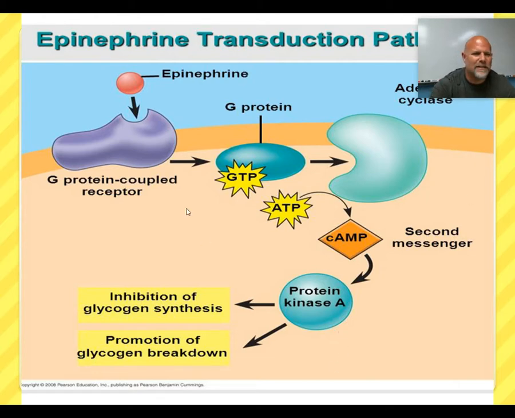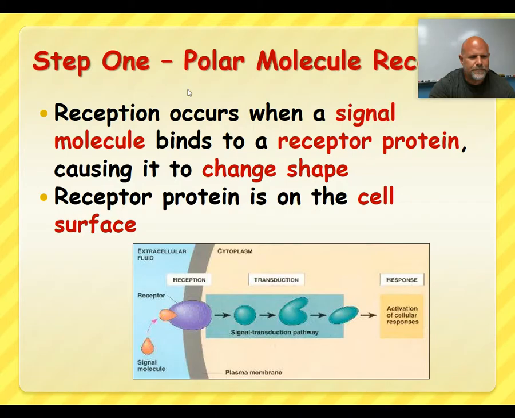Epinephrine is the fancy name for adrenaline. So this is our fight or flight response when we want to release sugar into the bloodstream right away, so we're ready to fight or run. So here it kind of breaks it down into if it's a polar molecule, it'll bind to a receptor, change the shape of that receptor, start a signal transduction, and then we activate a response. The response is usually activating an enzyme or causing a protein or an enzyme to be produced.